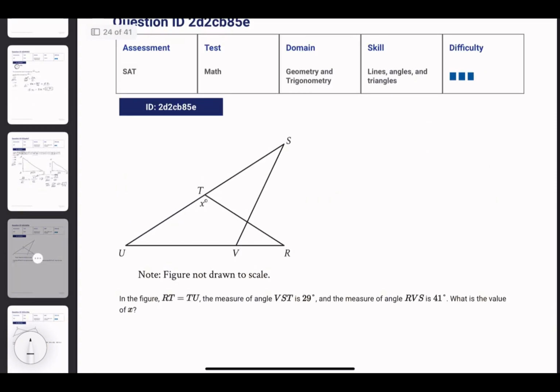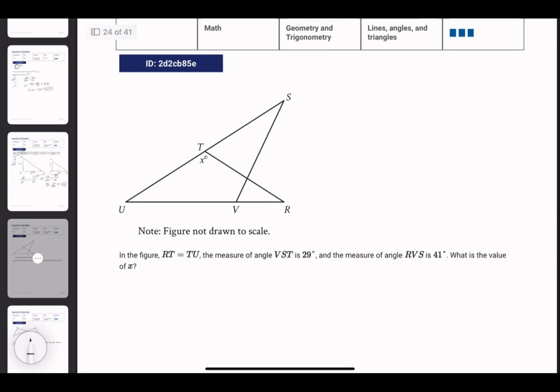Okay. Looking at the last question for today. In the figure, RT is equal to TU. The measure of angle VST is 29 degrees, and the measure of angle RVS is 41 degrees. What is the value of X? So we are going to fill in our angles.